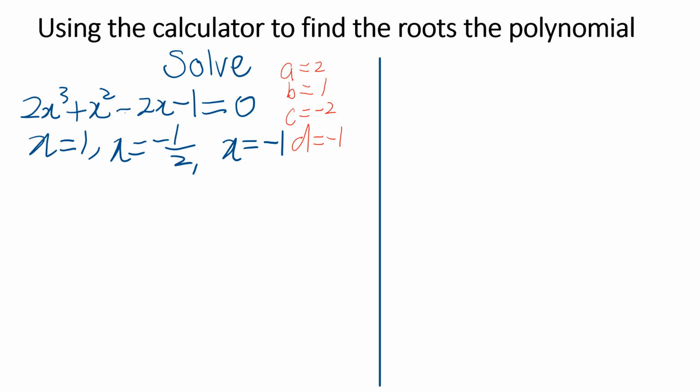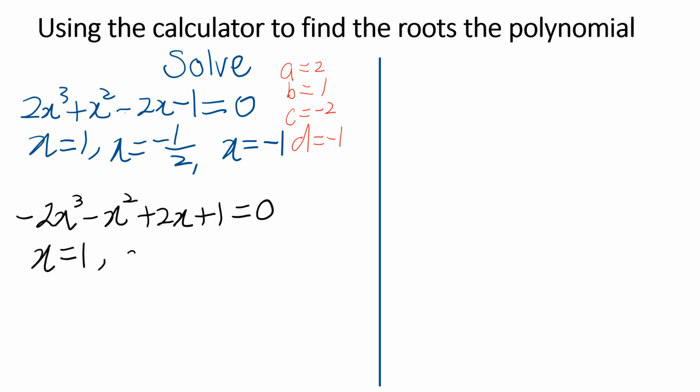If you are asked to solve another cubic equation, but now it's negative 2x cubed minus x squared plus 2x plus 1 equals 0, you will get the same answer. You will still get x equals 1, x equals negative half, or x equals negative 1, because when you solve equations, you are just finding the values of x that satisfy the equation. So why is it that even though the coefficient of x cubed here is 2, and here is negative 2, the answers are still the same when you use a calculator?